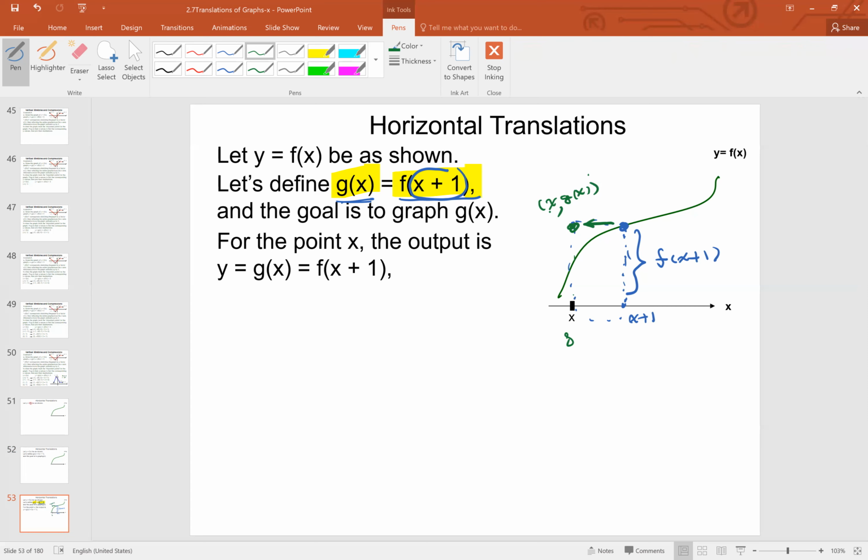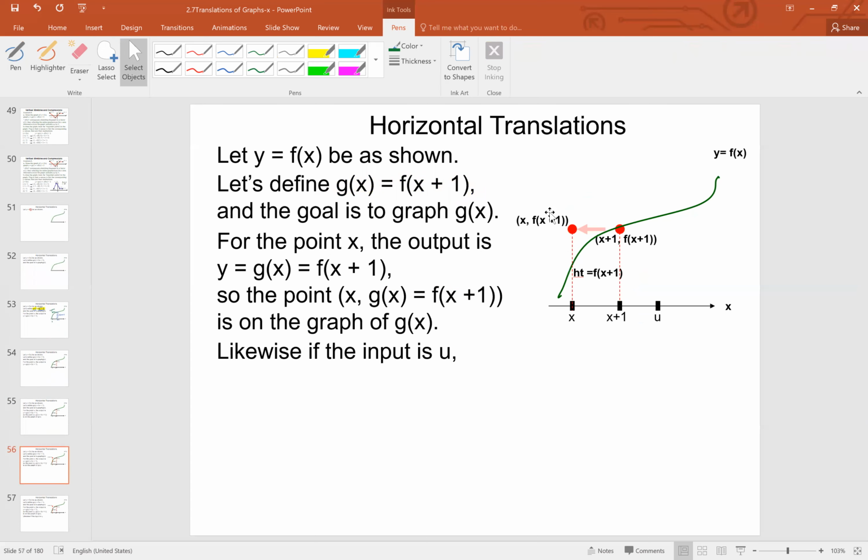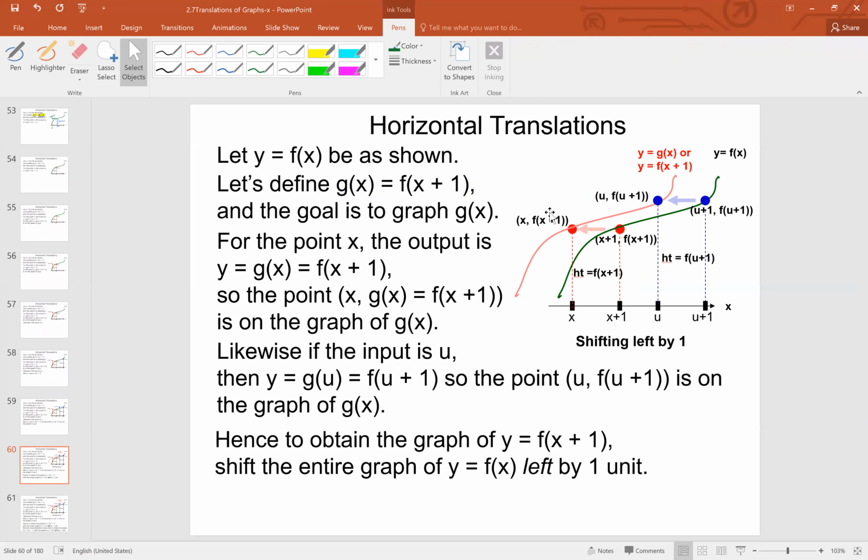And you do that to every point x along the x-axis. You go one unit to the right, you look where f is, and slide that back to where your x is. That's your g. And here's another point u. You go to u plus 1 and bring that back. If you do that to every point, you shift the graph to the left by 1. That's the relationship between the algebra and the pictures.